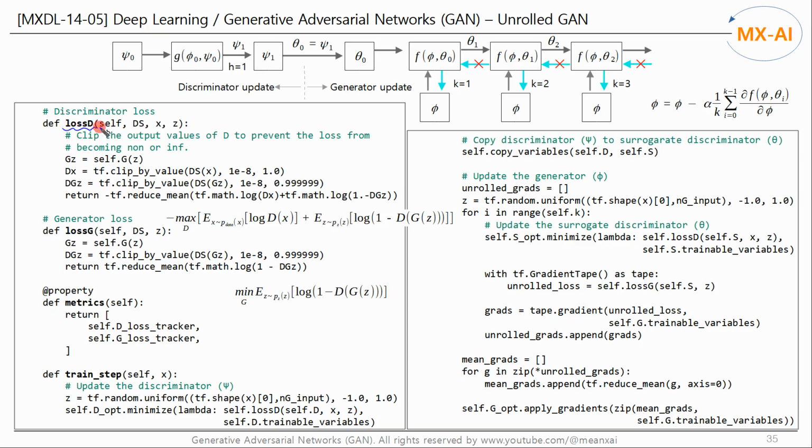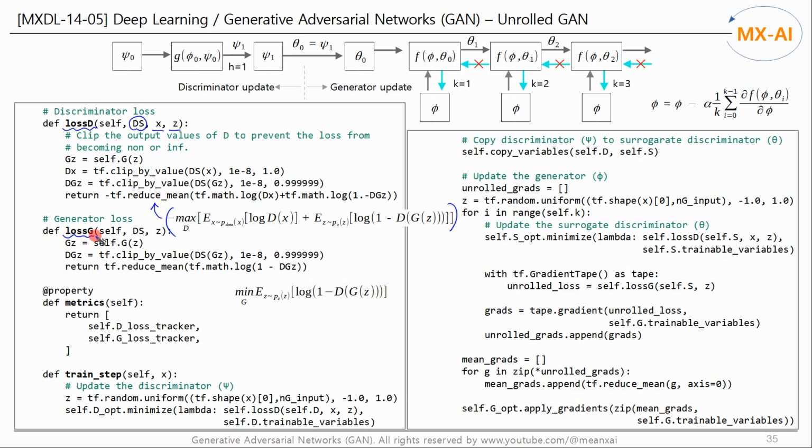Next, we write a function to compute the loss of the discriminator or surrogate discriminator. The input DS is a discriminator, or a surrogate discriminator model. And the inputs X and Z are the real data and random noise. We use this formula to compute the loss of the discriminator.